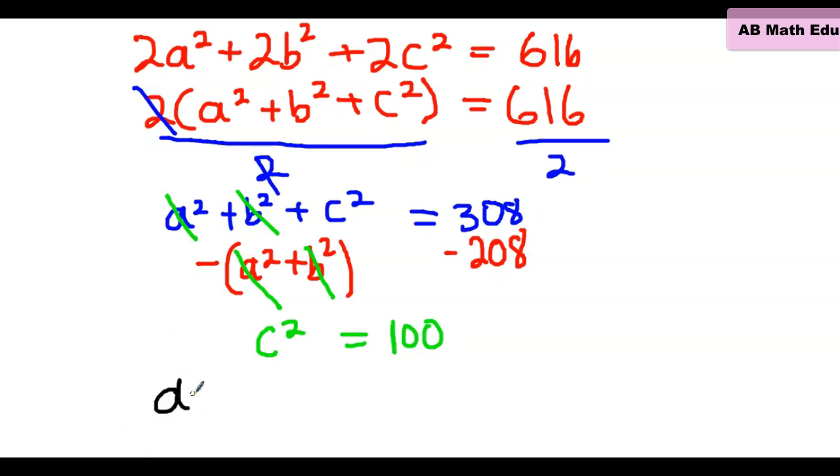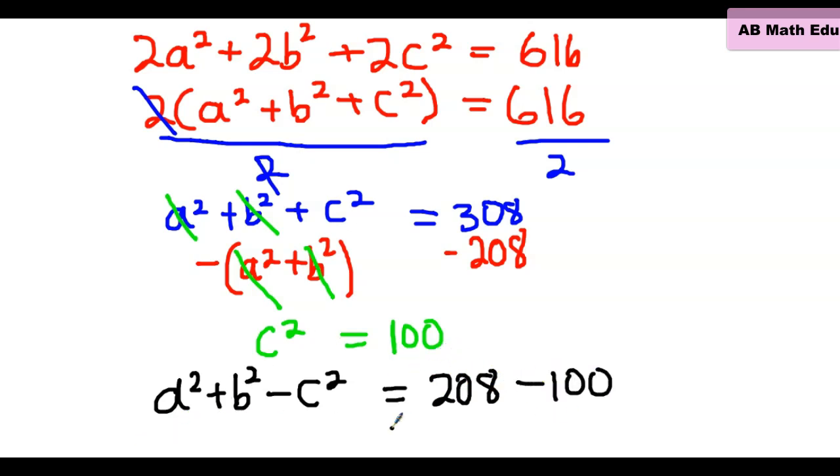So we can say that our a squared plus b squared minus c squared must be equal to, we know that a squared plus b squared is 208, and then c squared has been found to be 100, so we compute, and that gives us 108 as a final answer. So a squared plus b squared minus c squared is equal to 108.